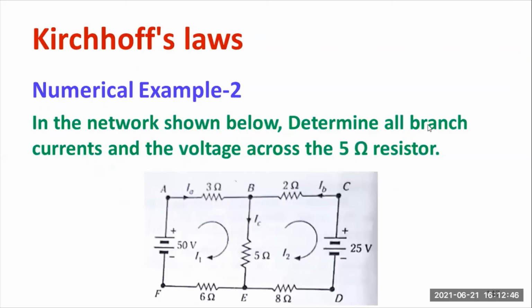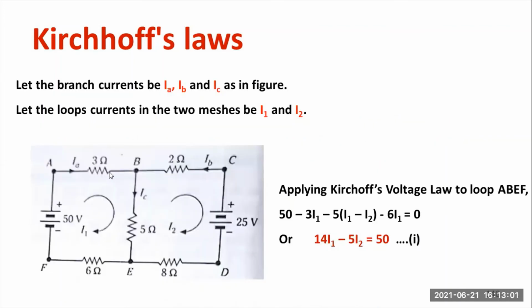In the network shown below, determine all branch currents and the voltage across the 5 ohm resistor. There are two loops, loop number 1 and loop number 2. The current flowing through loop 1 is I1 and the current flowing through loop 2 is I2. Apply KVL: the sum of the products of current and resistance and the EMFs acting on a closed loop circuit is equal to 0. I'll get the first equation.